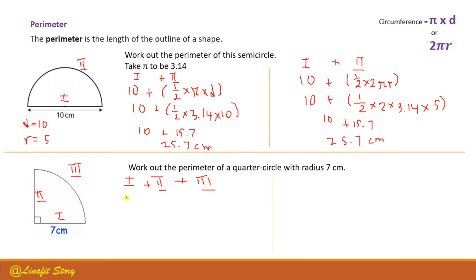Side number 1 and 2 are the straight line. 7 plus 7 plus the length of the quarter circle is 1/4 times 2 times pi times radius. So 7 plus 7 plus 1/4 times 2 times 22/7 times 7. So 7 plus 7 plus 11 is equal to 25 cm.